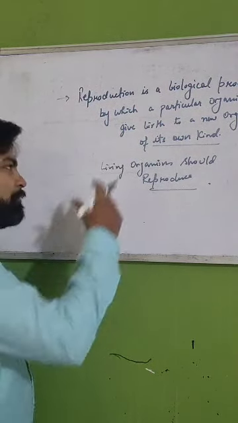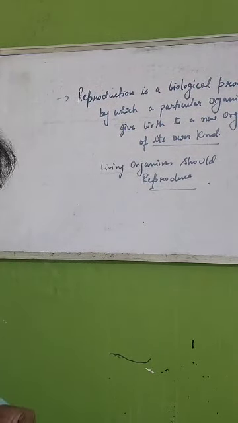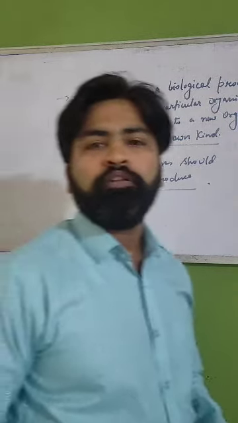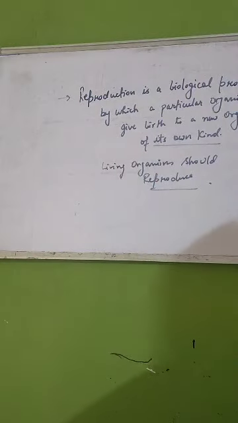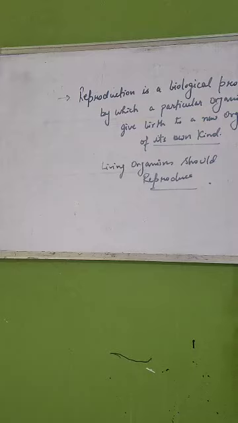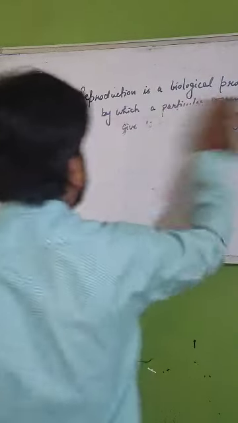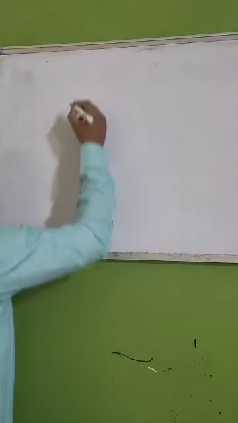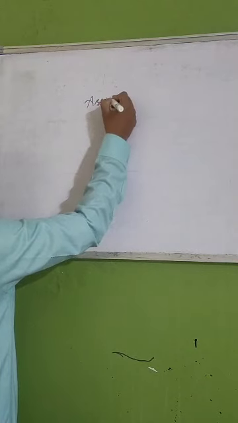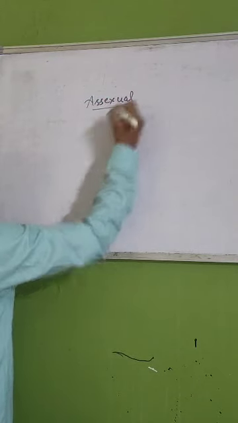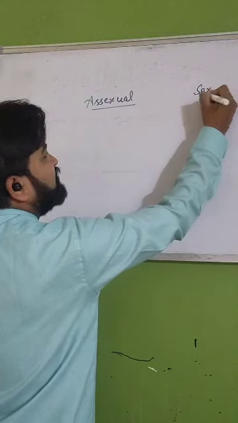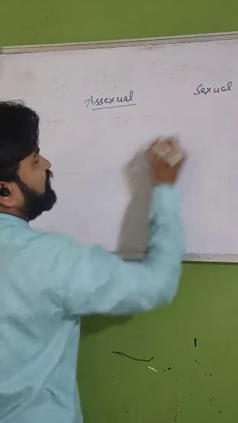Now, if we talk about this reproduction procedure, this reproduction can be further subdivided into two types. What are those? The first one is asexual reproduction, and the second one is sexual reproduction.